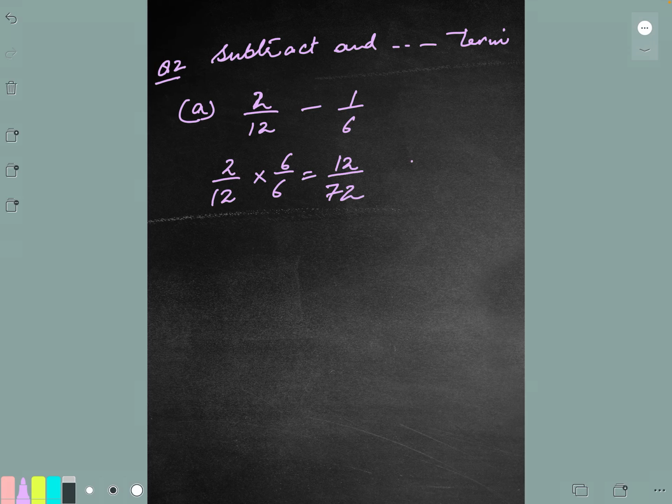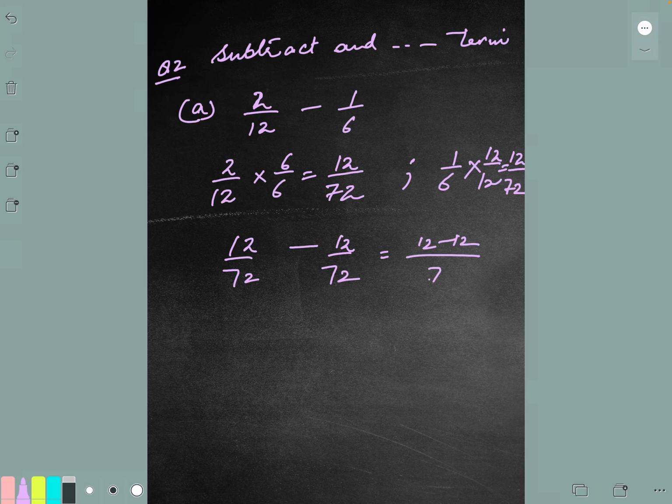12 sixes are 72. 12 upon 12. 12 sixes are 72. Right? Now I will subtract, 12 minus 12 upon 72, and you get 0 upon 72. Remember, division.